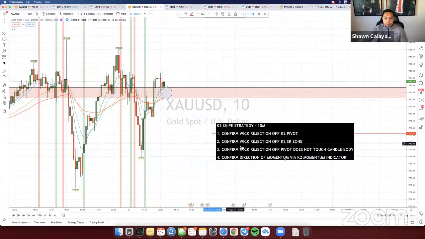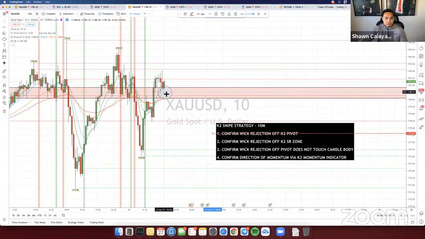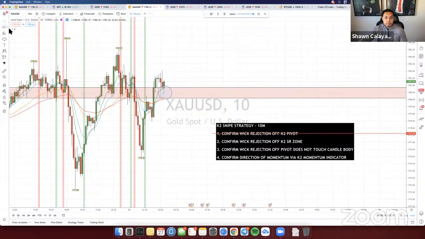Requirement number two, you confirm the wick rejection off the K2SR zone. There's a zone right here. That's what I drew when I turned on the K2SRs over here. So as you can see, there's a zone right there, right? I just drew a zone over it to clean it up. So second requirement right there. Third requirement, you just want to confirm that the wick rejection off the pivot doesn't touch the candle body. The candle body is up here, so the pivot isn't touching the body. So with that said, third requirement.